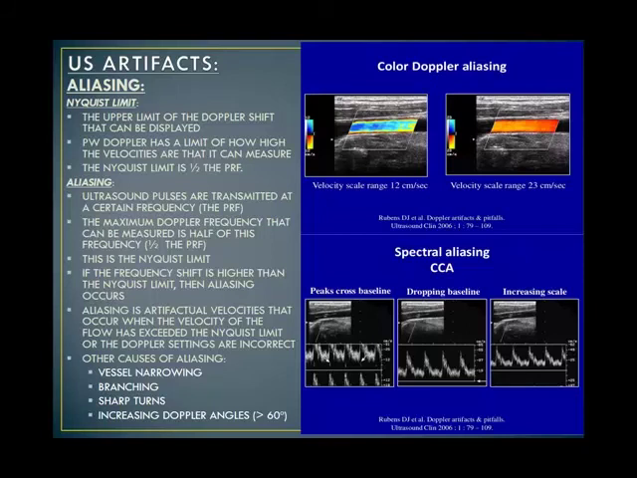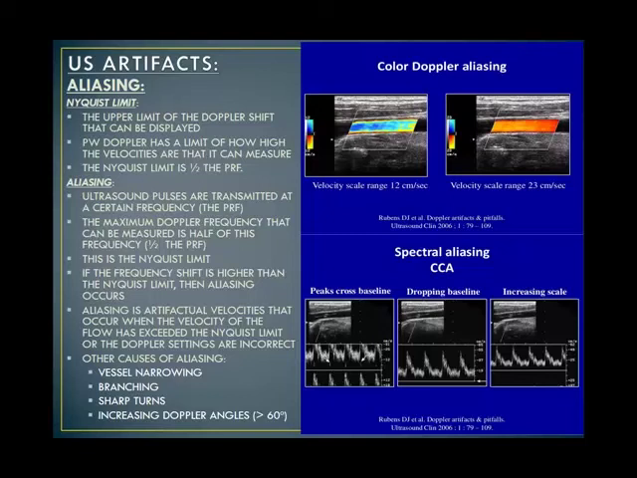So the first one is aliasing. On an ultrasound machine, there's something called the Nyquist limit. For Doppler, what we're trying to pick up is the shift in frequencies. The Nyquist limit is the upper limit of that Doppler shift that the machine can pick up. Anything above that limit, the machine can't pick up and we get aliasing. So the machine has a limit of how high the velocities are that it can measure. Anything above those velocity levels, you can't measure. And the Nyquist limit on an ultrasound machine is half of the PRF. We'll learn more later exactly about what that means.